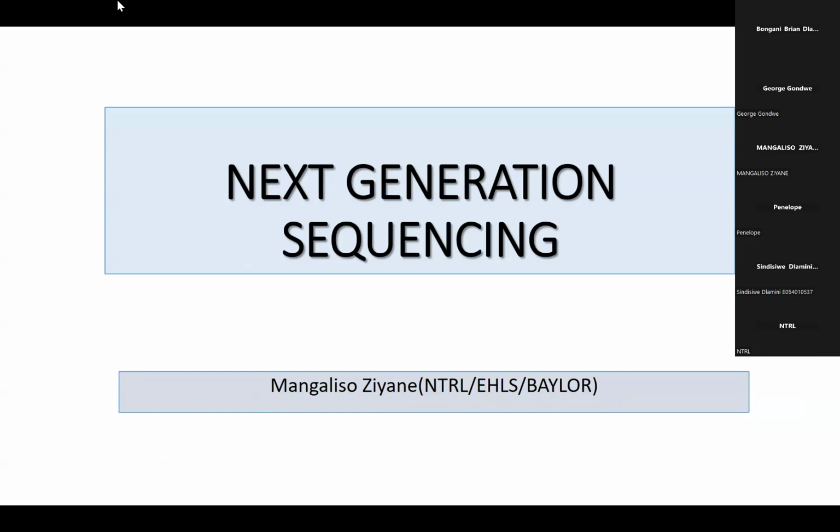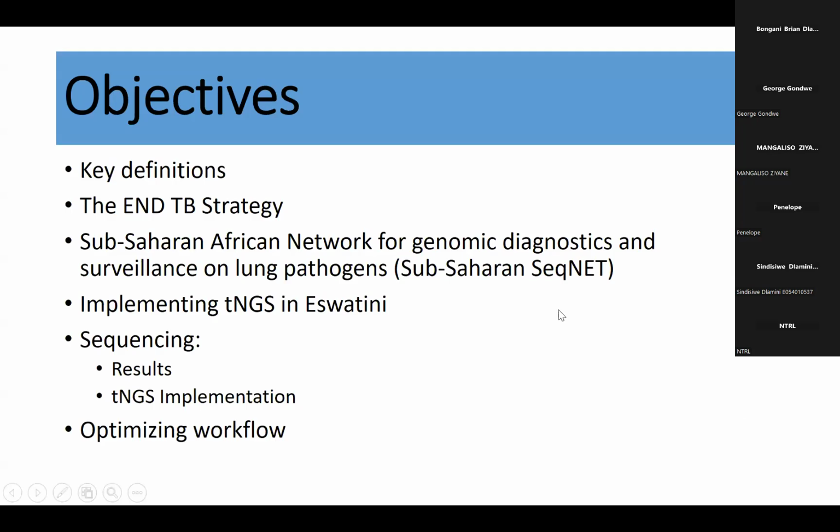All right. So today we'll be talking about next generation sequencing in the context of TB, just like Mr. Lamini has mentioned. So we can go through the objectives of the presentation.